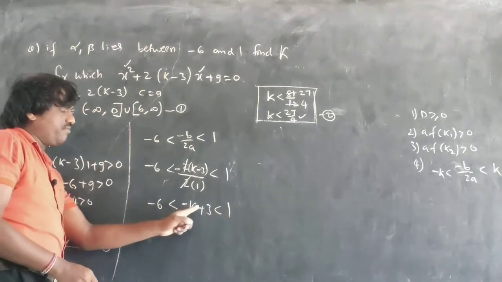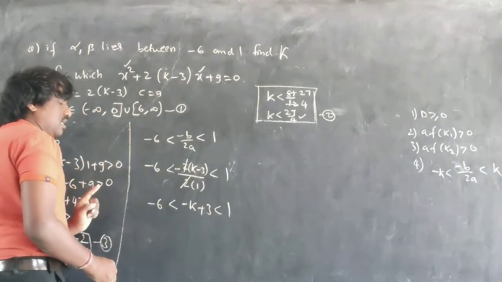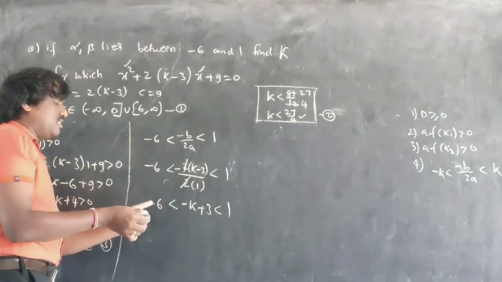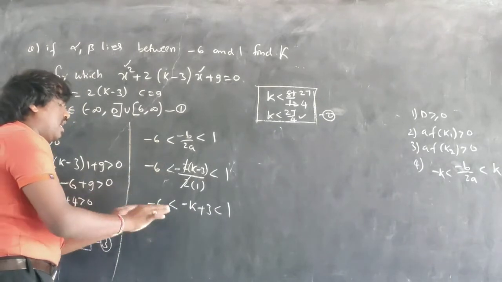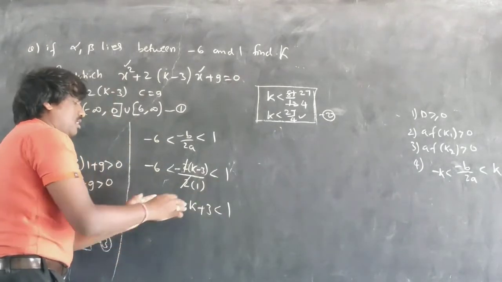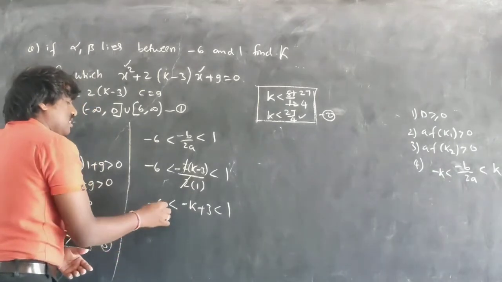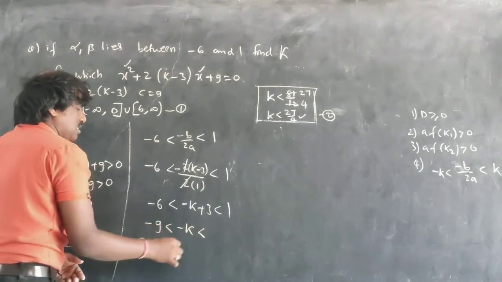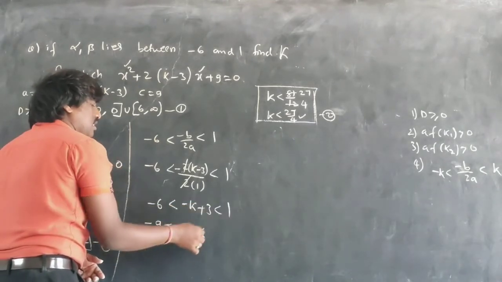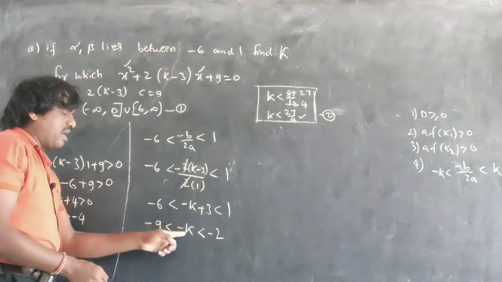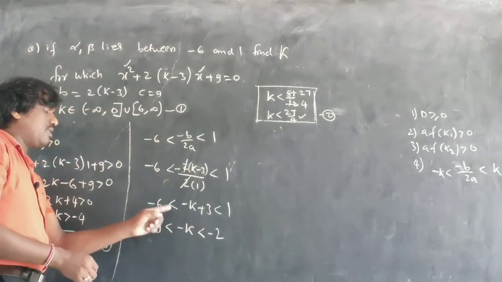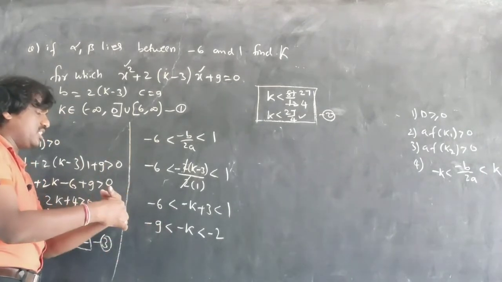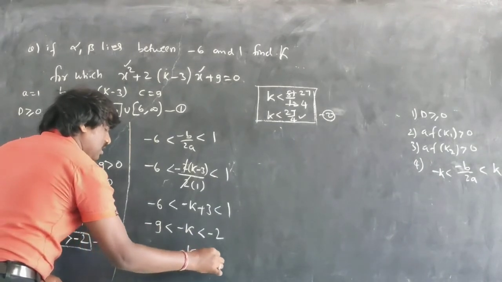I have to find the value of k, so the 3 goes this side, and the plus 3 transfers this side, I will get minus 3. As per the mathematics, what we do here is add minus 3 at all the places, not transferring. So adding minus 3 everywhere, I get minus 9 less than minus k less than 1 minus 3, that is minus 2. And you have a minus symbol, and whenever you multiply with a negative number, the inequality changes.